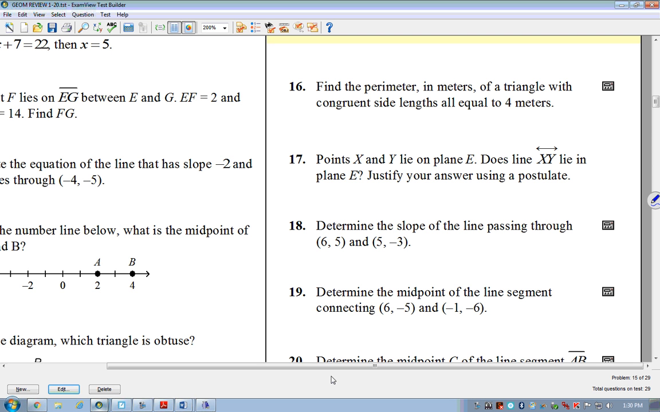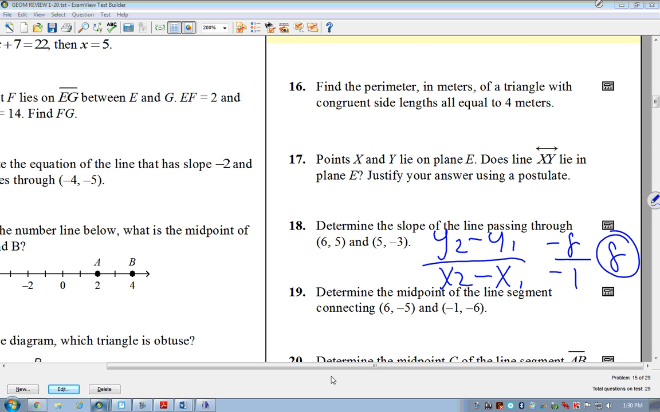18, let's see, determine the slope. Do we know our formula for slope? What is it? Okay, and that's another one that people confuse with the midpoint formula. Okay, so you'll plug in there, you'll do -3 minus 5, so you'll get -8 on top. Right, then you'll do 5 minus 6, which would be -1. So we get 8 as our slope. Does that make sense? Okay.